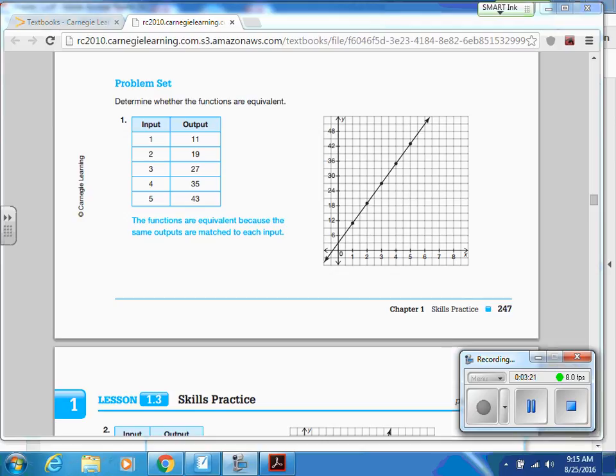Right, see, these are points. Like, if these are equal, 1, 11 would be a point on this graph. Well, look, there's 1, 11 right there. 2, 19 would be on this graph. There. 3, 27. Bingo. Alright, so they're equivalent because the inputs and the outputs match. This chart matches this graph, so they are equivalent. Okay?